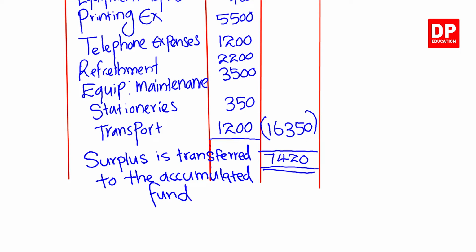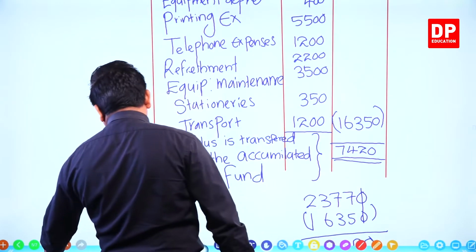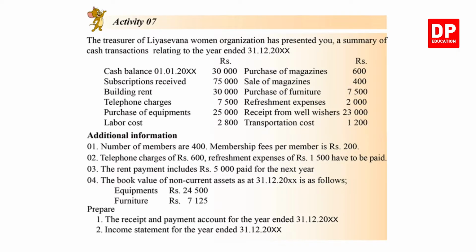Accumulated fund. Now, next one. Activity 7. Are you ready?